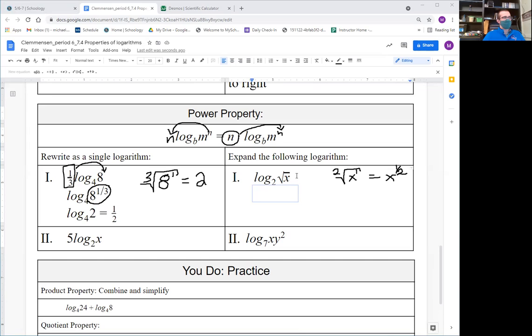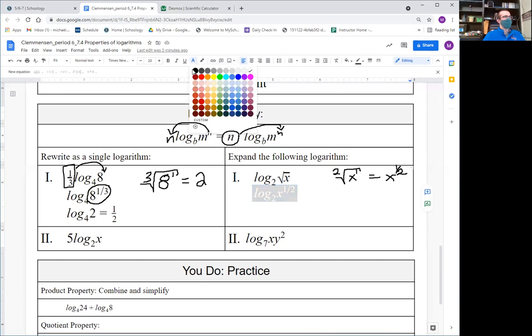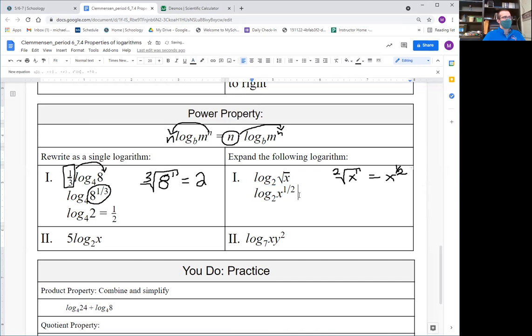So I can change this equation right here into log base 2 of x to the 1/2 power. And then once I have that 1/2 power, I can move it out front to be 1/2 log base 2 of x. And then I am done with this problem right here. I have simplified as much as I can. Change this radical into an exponent, move the exponent out front. Nice and easy.